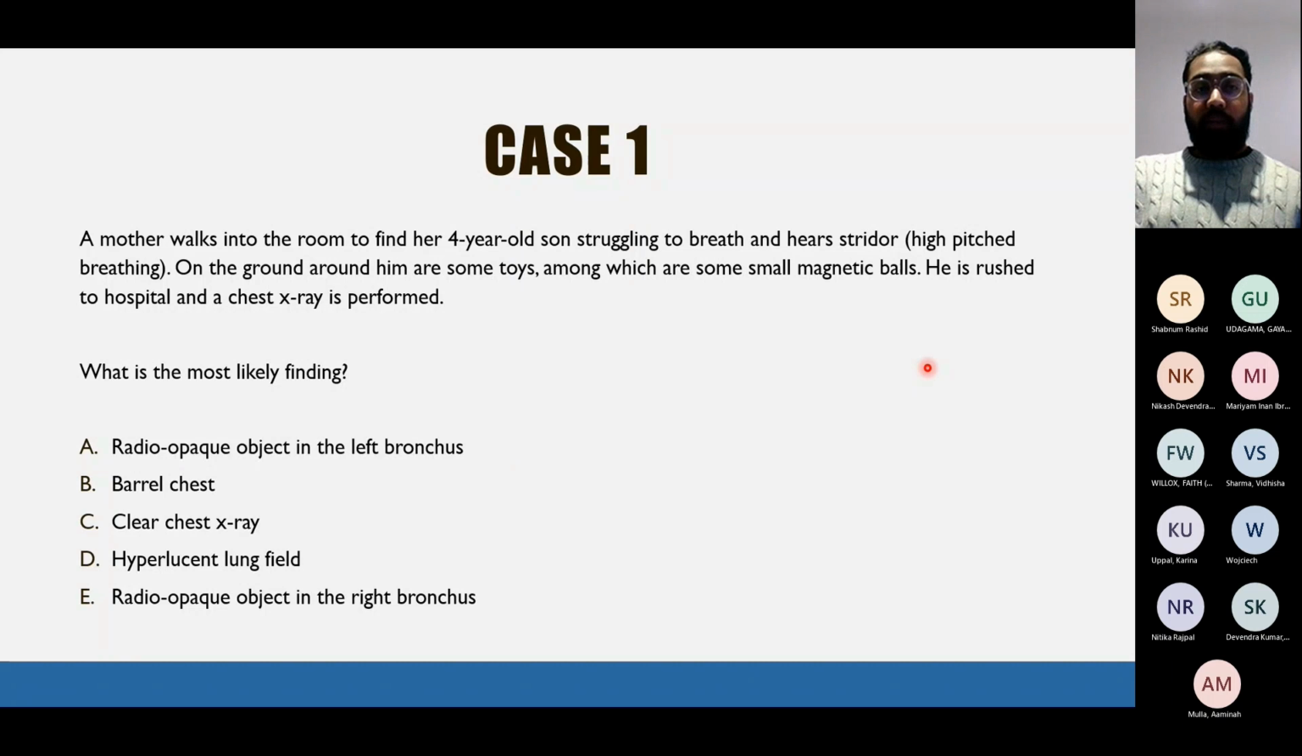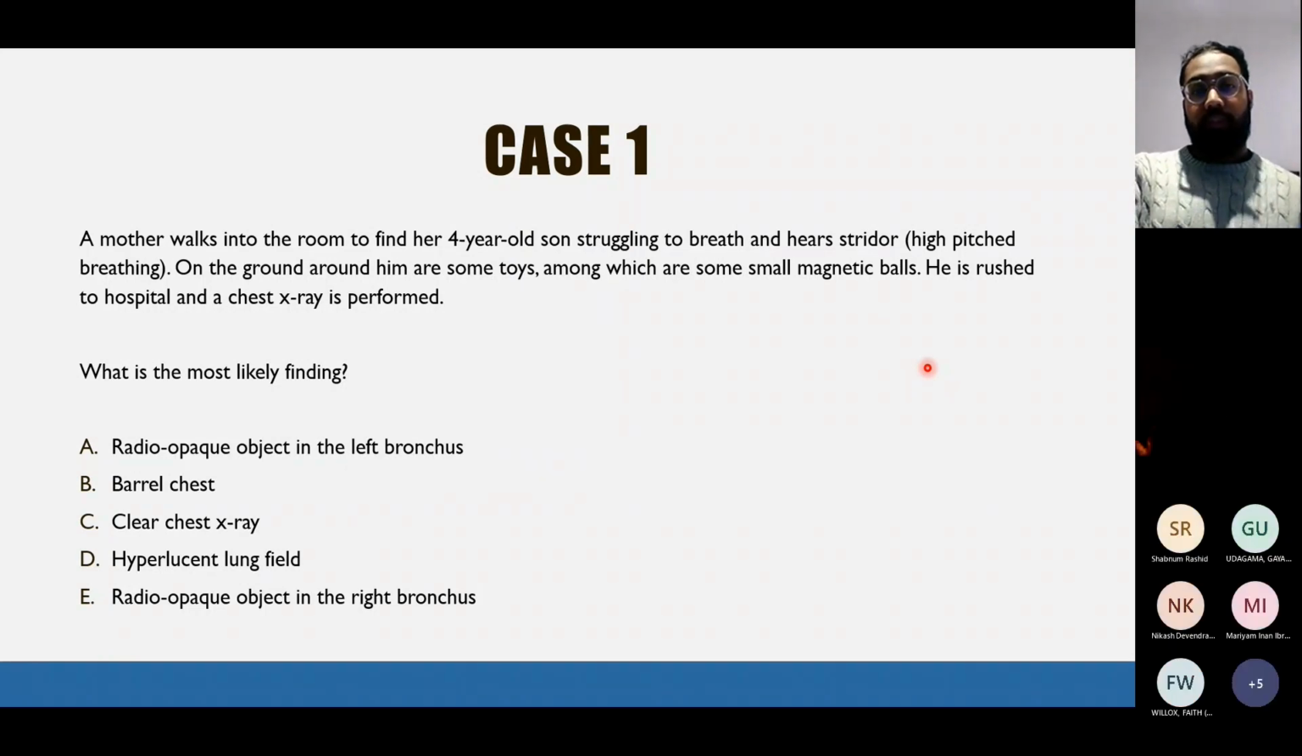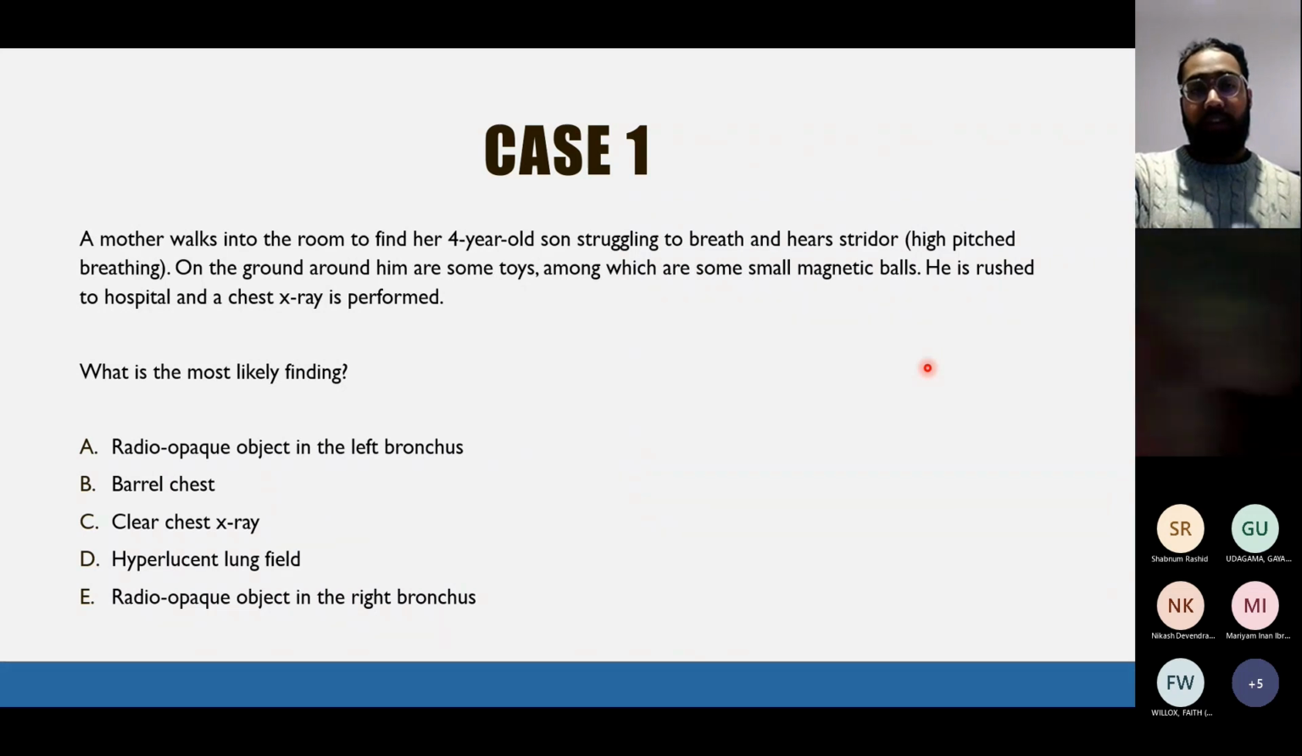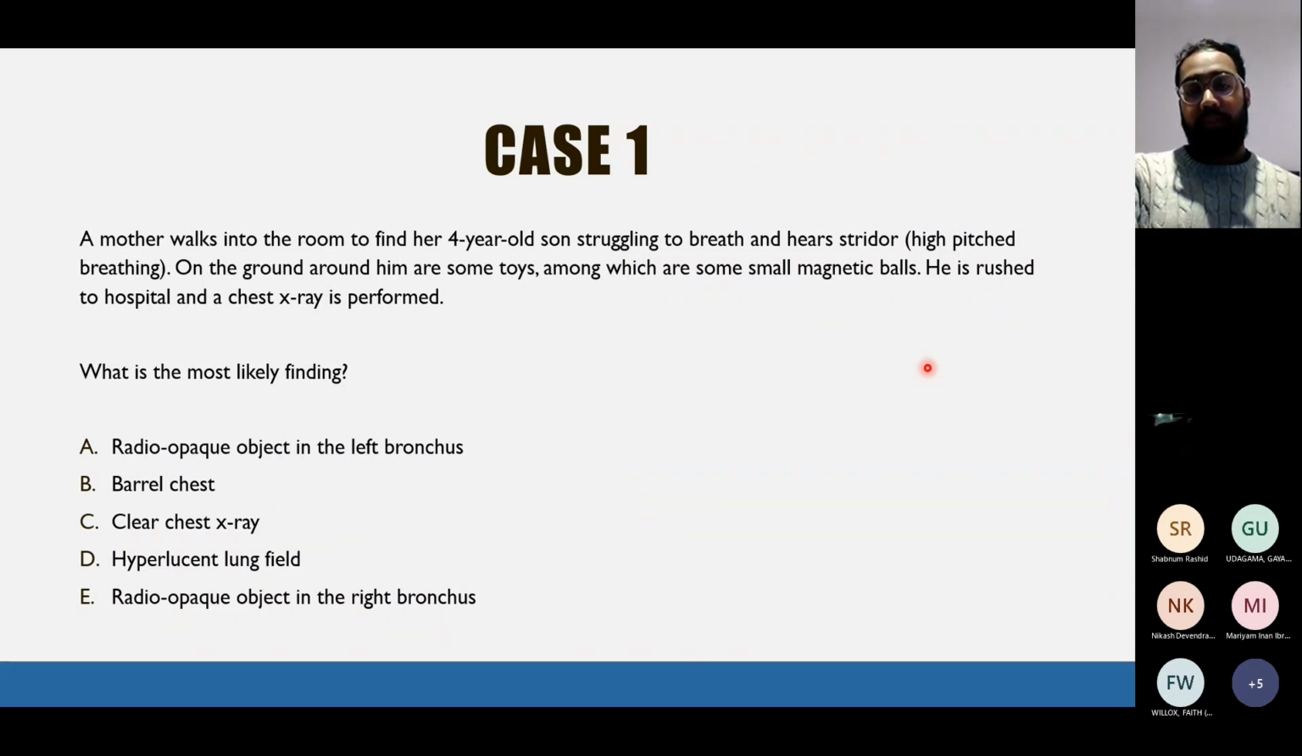So you've got a mom walking into a room. She finds her 4-year-old son struggling to breathe with stridor, which is a high-pitched breathing. And then on the ground, the stem specifically mentions small magnetic balls. So it's not too far-fetched to assume that a small child struggling to breathe with loads of small asphyxiable objects on the ground is probably choking. So this is alluding to the very first clinical point I made.